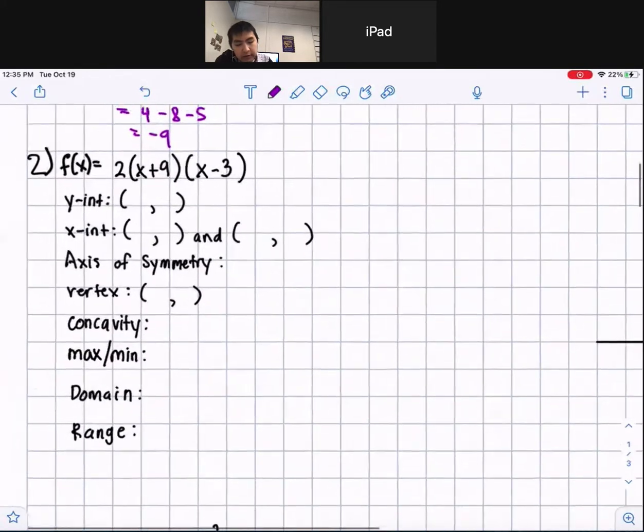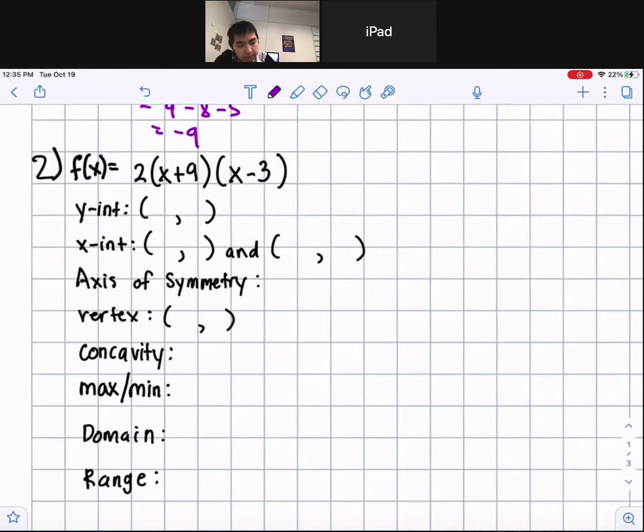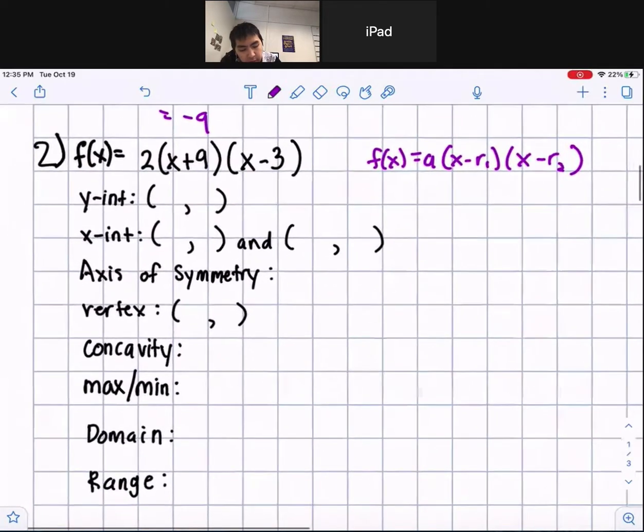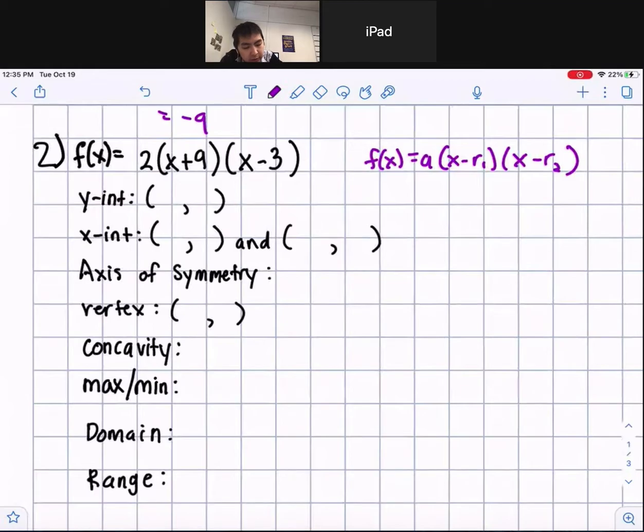Okay, this is factored form. This is in factored form right here, because it's in its factors. These are factors, so that's how I know it's in factored form. So again, for the y-intercept, you set x equal to 0. F of 0. Everywhere you see an x, it becomes a 0.